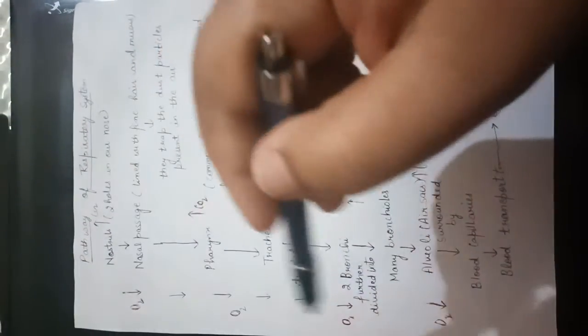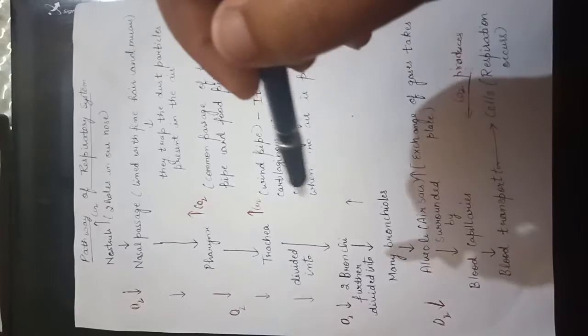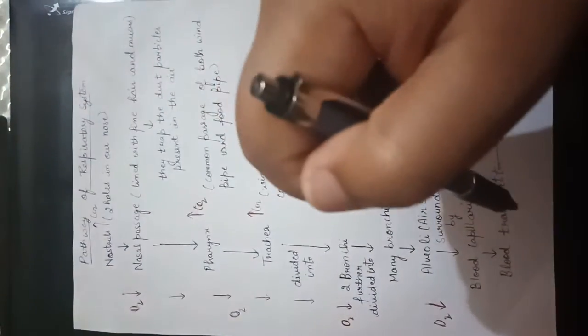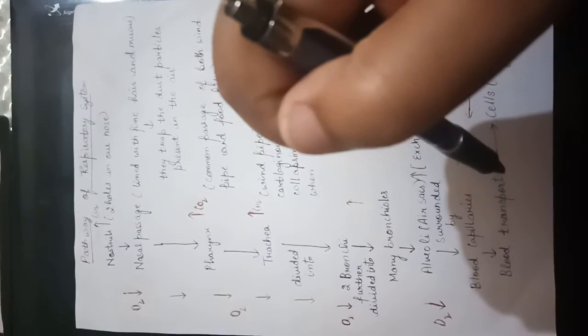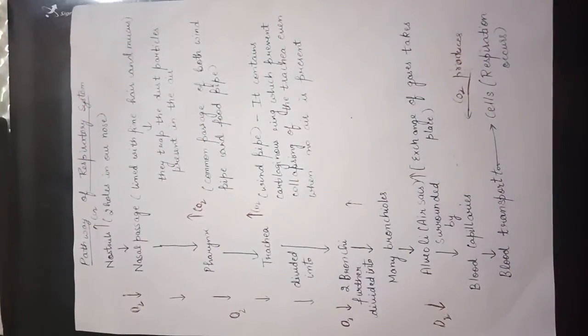So from the same pathway the oxygen will enter, and from the same pathway the CO2 will go outside. And the blood which contains the hemoglobin pigment is responsible for carrying the oxygen as well as the CO2.